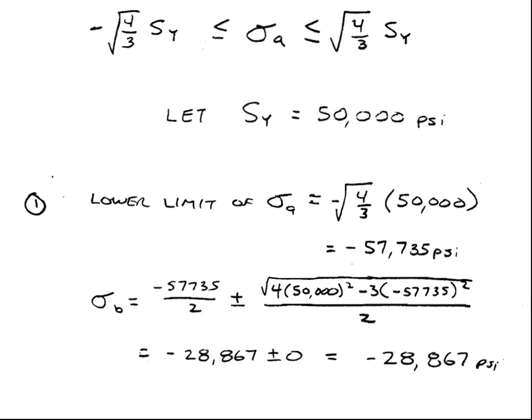So then we go into our equation for sigma b that we came up with from the quadratic formula, and we find two roots. In this case, though, both the roots are identical because that square root goes to 0. And so sigma b is equal to minus 28,867 psi. So those 2 points, sigma a and sigma b, become our first point that we're going to plot.